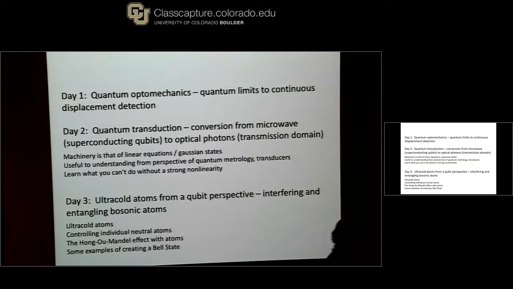From the perspective of my lab, it corresponds to cooling motional degrees of freedom, instead of nanomechanical objects, individual atoms. And today what I thought I'd start doing is talking about ultracold atoms from a much broader, a little bit more historical perspective, and seeing how that segues into controlling individual neutral atoms. Then we'll talk about the Hong-Ou-Mandel effect with atoms, and then some examples of creating a Bell state with neutral atoms.